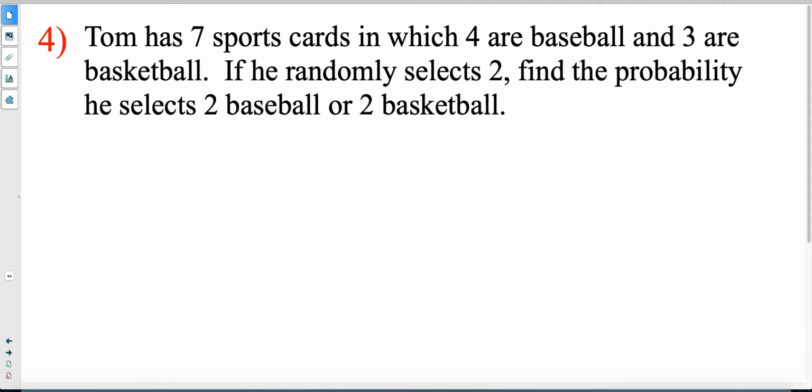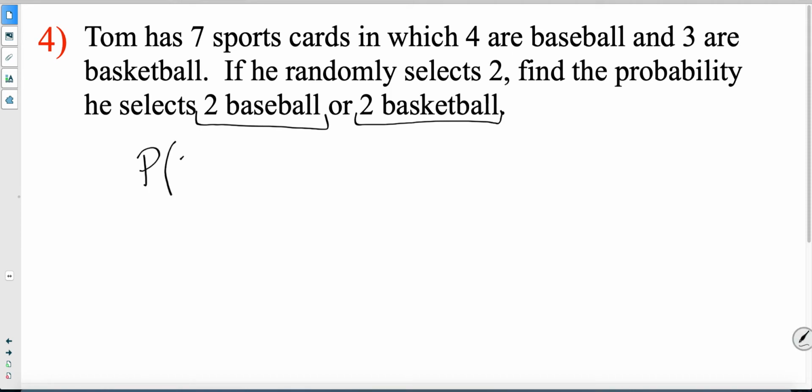So let's go ahead and try this one now. Go ahead and pause the video again and we'll try this one. It works out just like the last one. We want to find, if he randomly selects 2, the probability he selects 2 baseball cards or 2 basketball cards. So it'll work out the same as the last one.